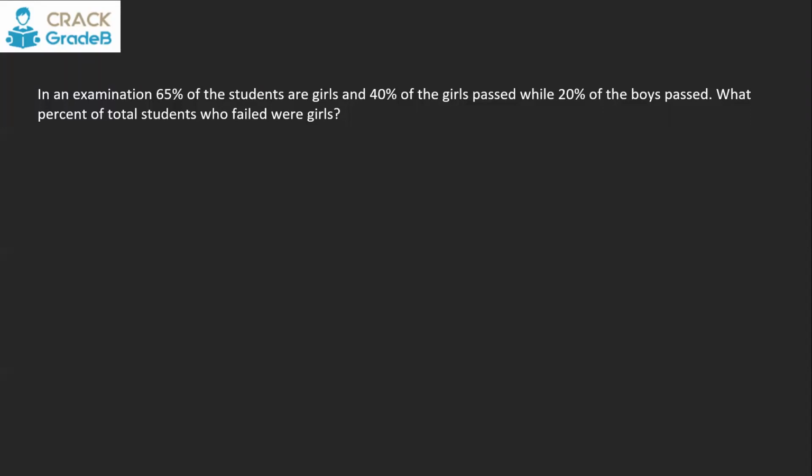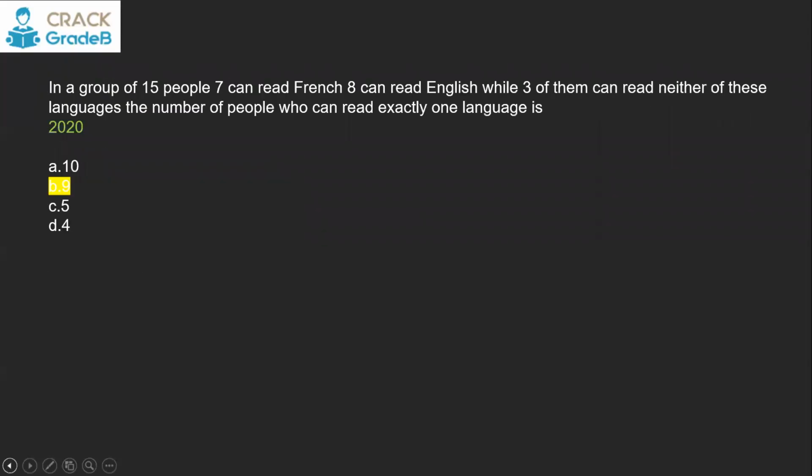Okay, let's see this. Now this is the question which we can solve using Venn diagrams easily, or you can use the practical approach as I discussed. In a group of 15 people, 7 can read French, 8 can read English, while 3 of them can read neither of the languages. The number of people who can read exactly one language is?